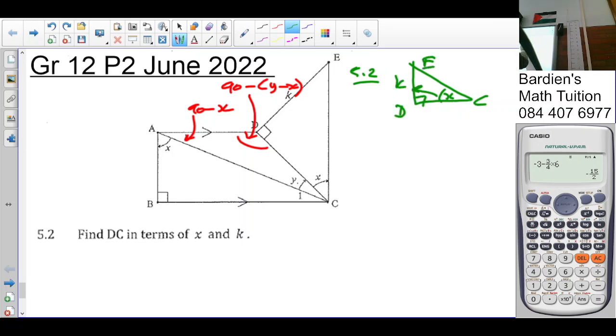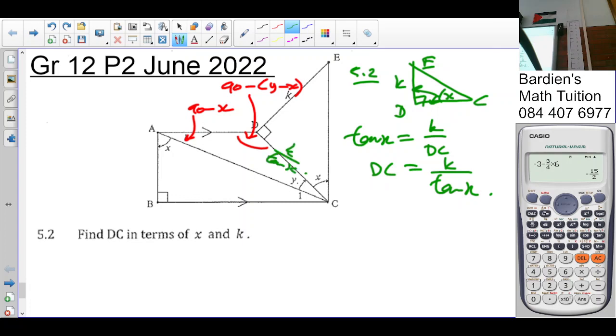So I must use opposite, and I must use DC, which is your adjacent. So of course it's tan. So tan of x is equal to K over DC. So cross multiply, and I'll have DC tan x equal to K. Divide by tan x both sides. So DC is equal to K over tan x.